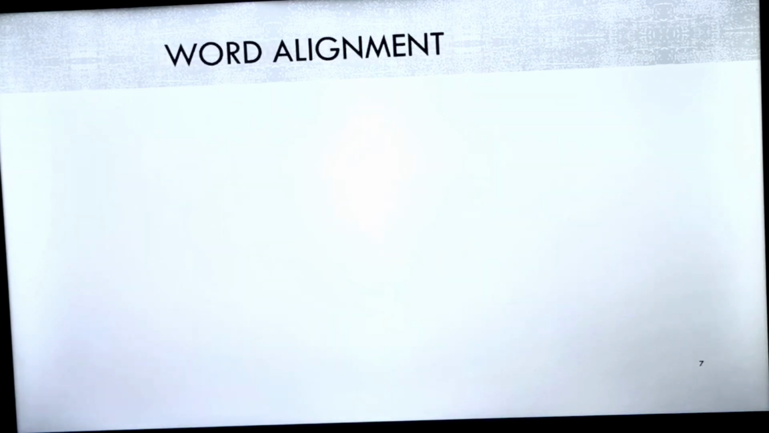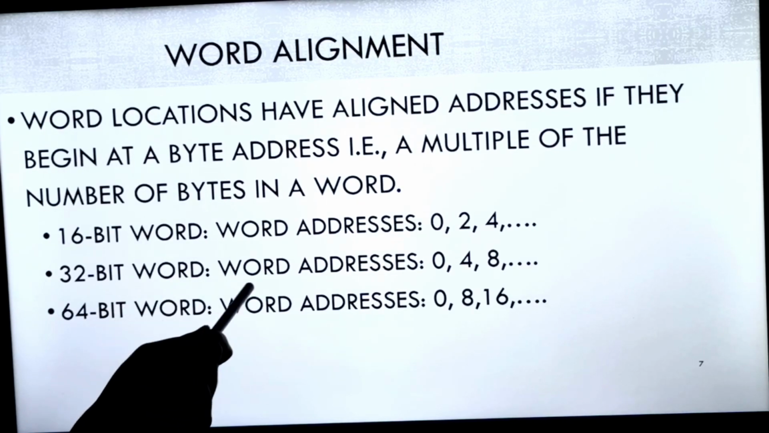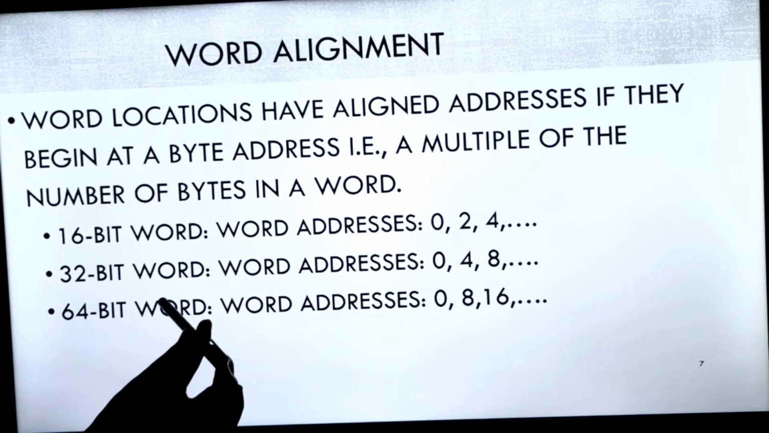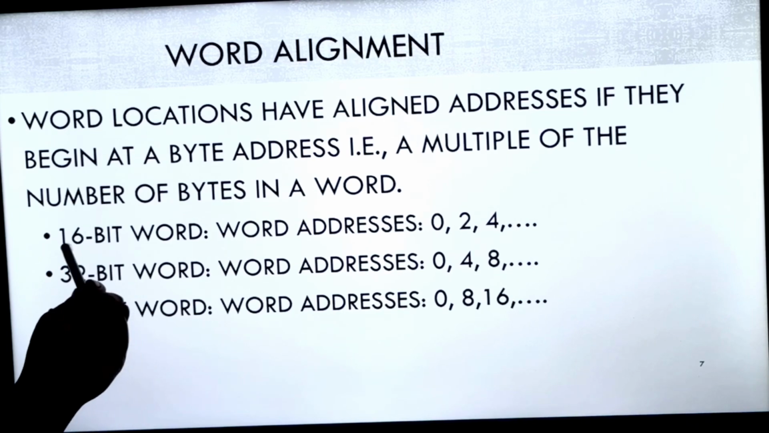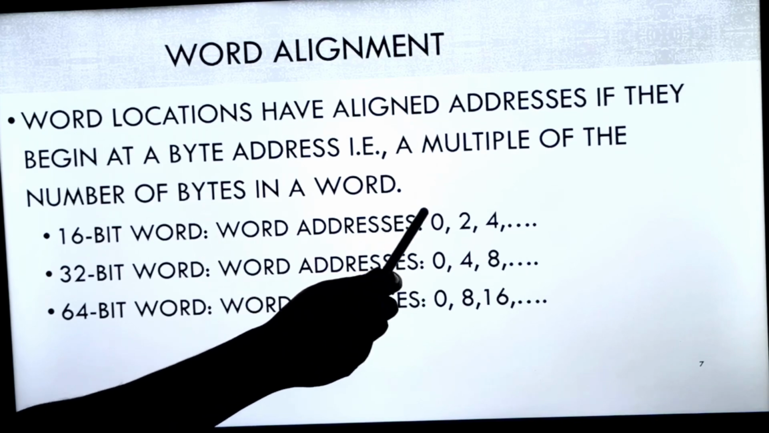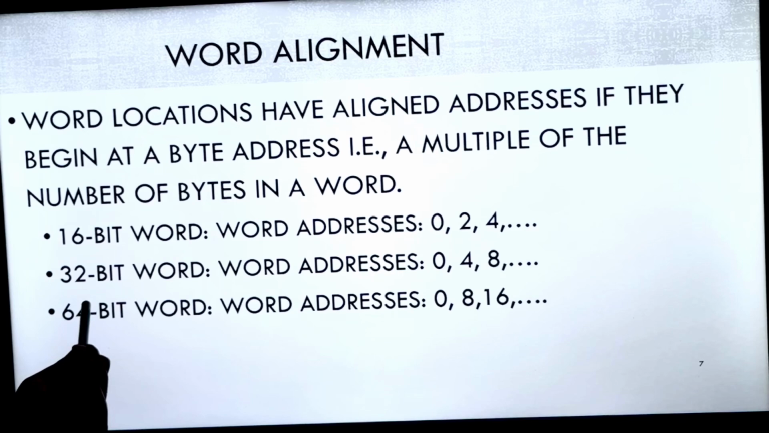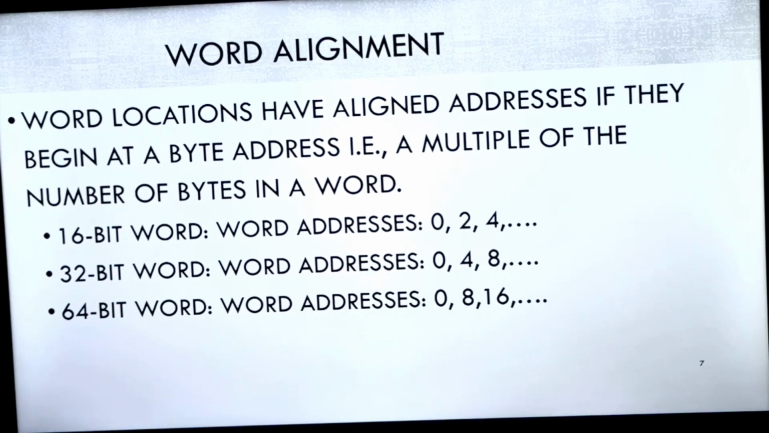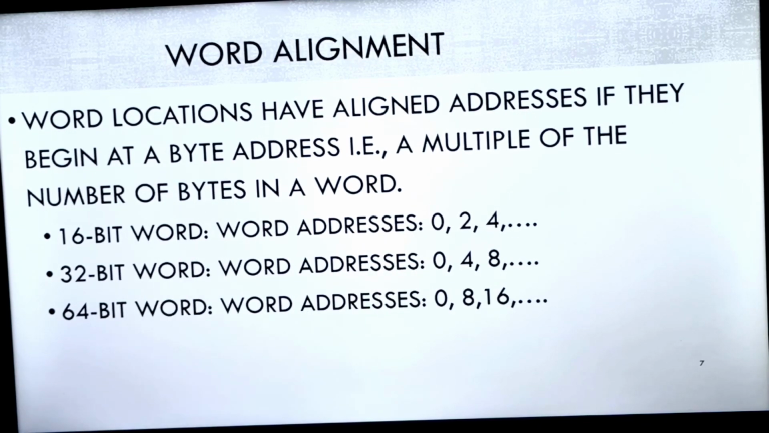So next is about word alignment. As I told you, I already discussed this, right? How to assign the addresses for words. It depends on the number of bytes or the word length. If there are, say, 16 bits, how many bytes will there be? 2 bytes. If there are 2 bytes, then the word addresses will be like this: 0, 2, 4, 6, 8, like this. If there are 32 bits, meaning 4 bytes, then the word addresses will be 0, 4, 8, like that, right? If it is 64 bits, then 0, 8, 16, like this it will be. I have discussed this thing, right?